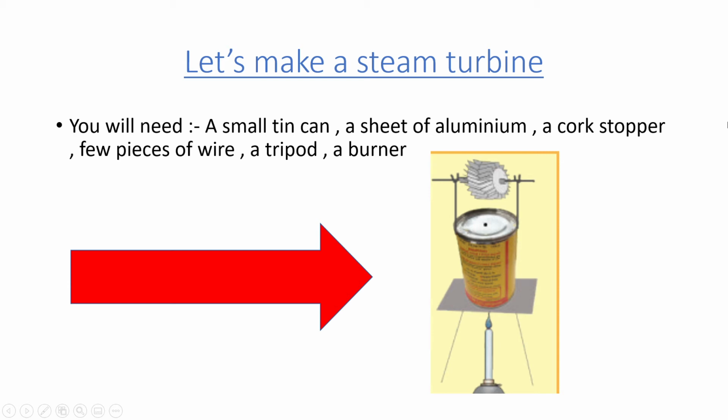Okay, so let's make a steam turbine. For that activity, you will need a small tin can, a sheet of aluminium, a cork stopper, a few pieces of wire, a tripod, and a burner. The method: bore a small hole in the middle of the lid of the tin can. Put a small amount of water into the can and close the lid. Make a turbine by fixing pieces of aluminium blades to the cork stopper. Using the pieces of thick wire, hold the turbine above the hole of the tin can. Place the setup on the tripod and heat it using a burner.